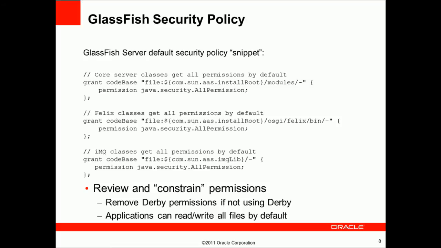So what you should do is review the security policy file and potentially constrain permissions or add permissions based on your deployment. For example, not shown here, but in the security policy file is Derby, the Derby database, which is a Java database that ships with GlassFish, and it is also allowed permissions. If you're not going to be using Derby, you might want to delete that permission or comment it out. Derby is really supported as a developer database, a convenience for developers. And by default, all applications can read and write all files. So what you might want to do is go in and constrain which files an application can access. That's just a couple of examples of how you might want to modify the default security policy.